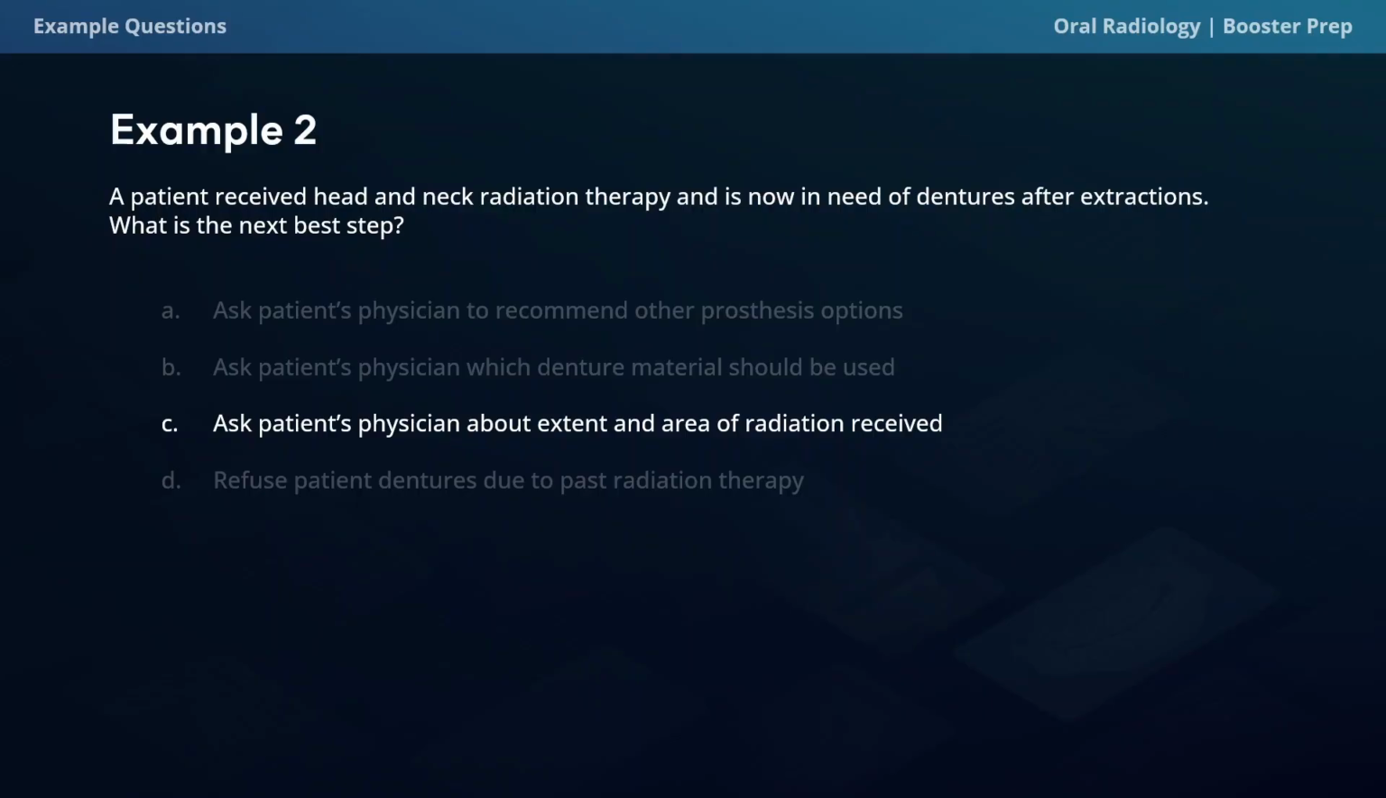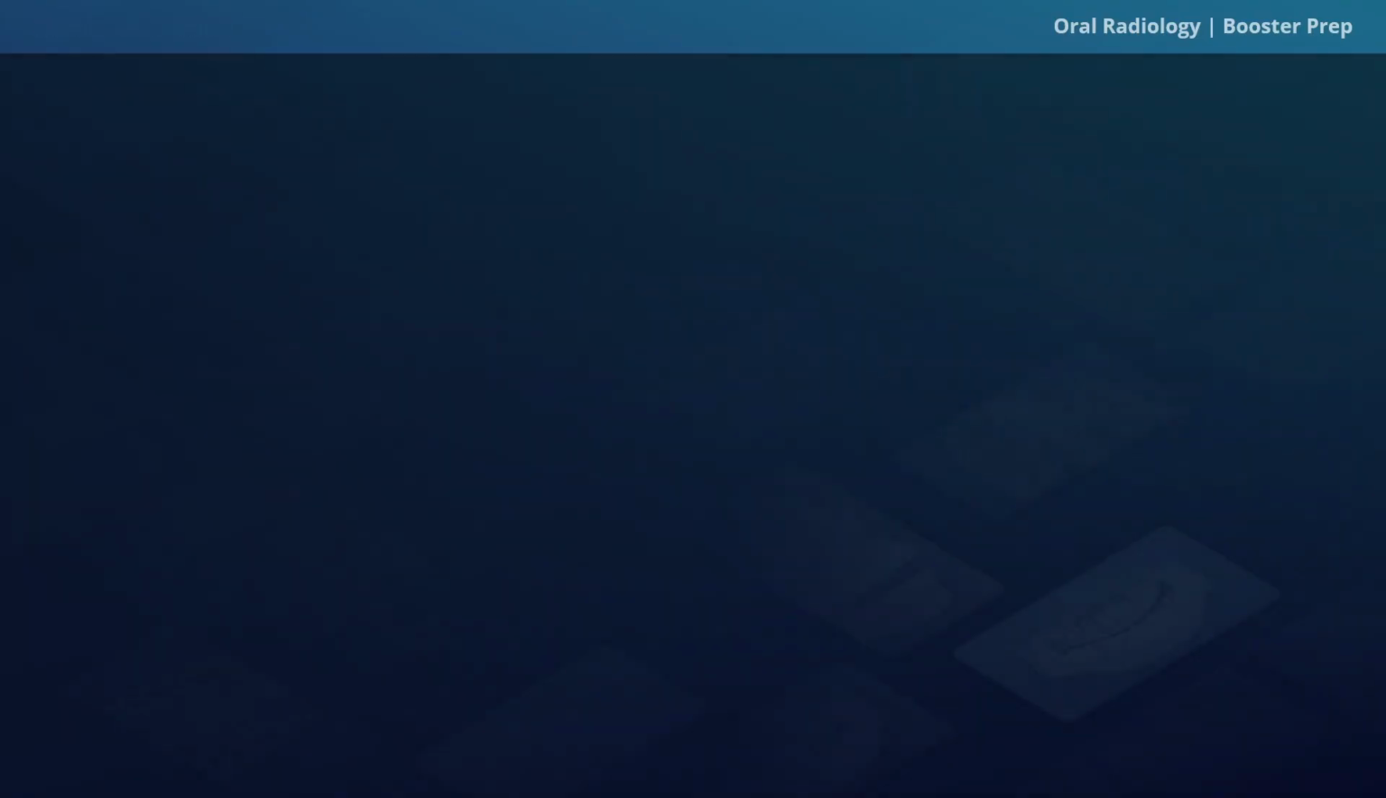Options A and B are incorrect because the physician typically wouldn't have a detailed knowledge about the dental prostheses options or the materials. And option D is also incorrect because we shouldn't automatically deny treatment unless there are clear contraindications. It's always best to gather all the relevant information before making that decision.